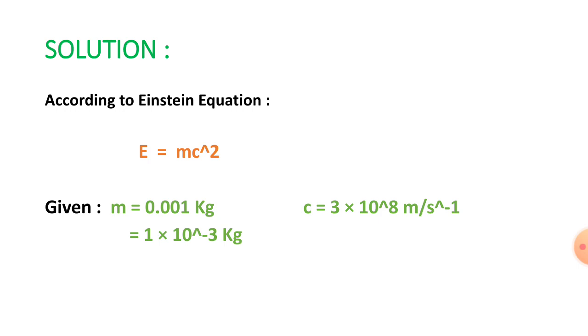So let's see the solution of this question. As we know, according to Einstein's equation, E equals mc square. You should always remember the Einstein equation, E equals mc square, correct? What is given in the question is m equals 0.001 kilograms. When we shift the decimal, we get 1 into 10 raised to the power minus 3 kilograms. We are also given the speed of light, which is constant, 3 into 10 raised to the power 8 meter per second. All right, let's see the solution.